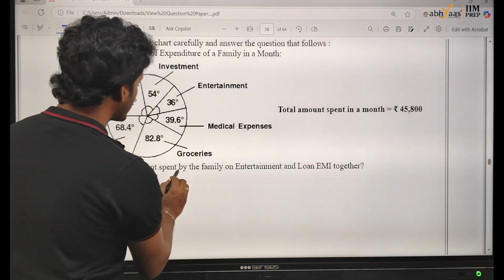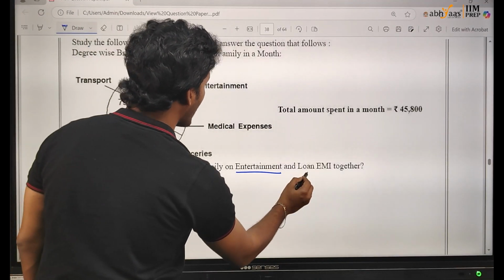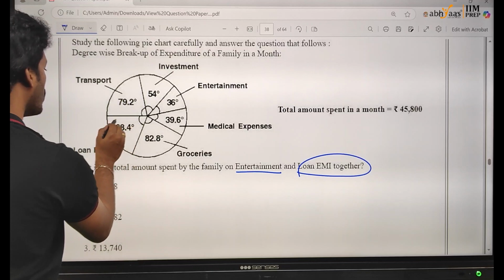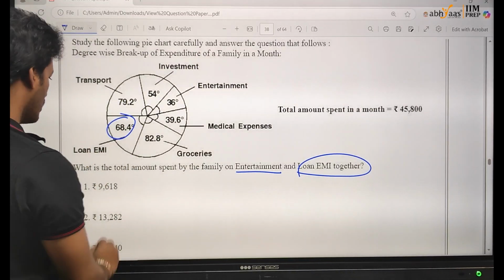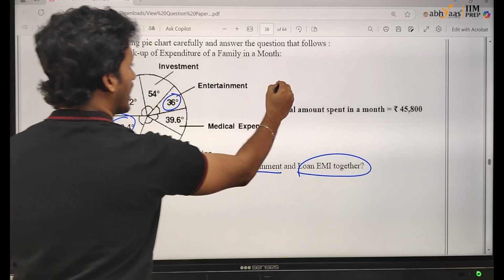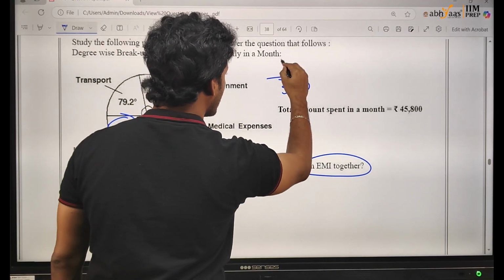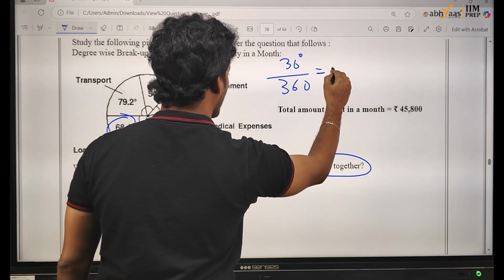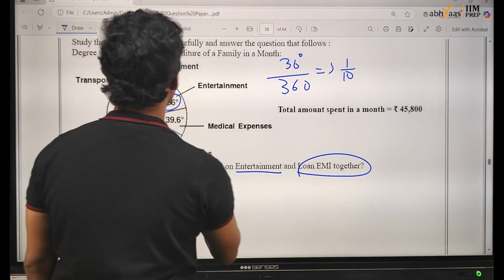What is the total amount spent by the family on entertainment and loan EMI together? So loan EMI is 68.4 and entertainment is 36. So in 360 degrees, 36 degrees is 10 percentage or 1 by 10th.